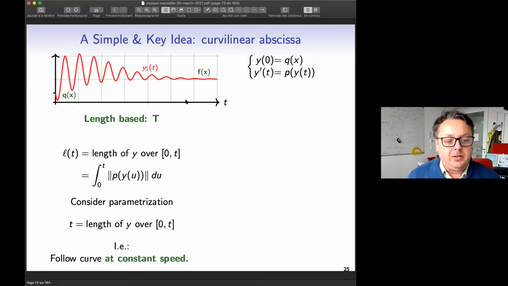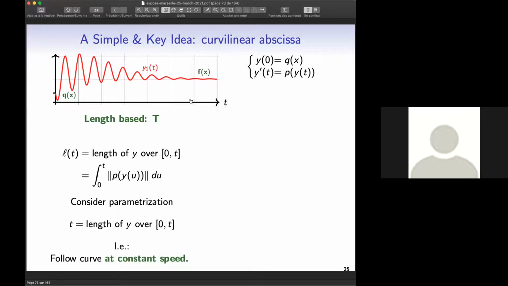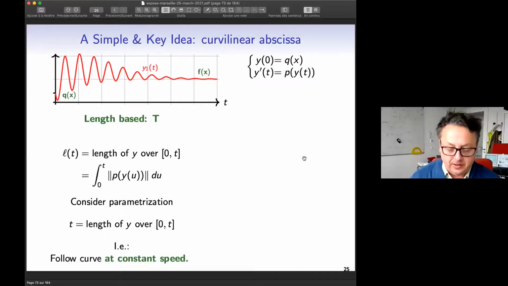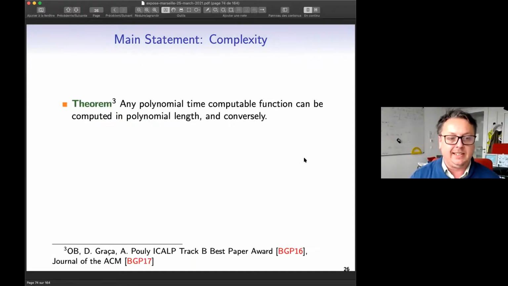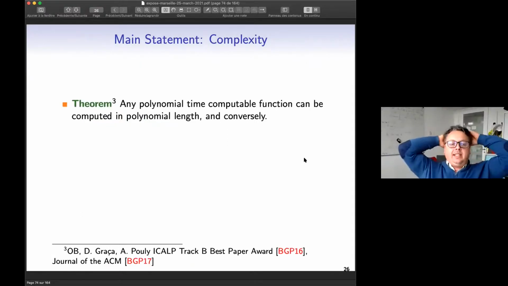One reason why this is natural is because if you heard about abscisse curviligne, you should know that one of the big advantages of this notion is that it is invariant by reparametrization. So when I did my transformations above to speed up, this would be invariant. So this is a nice and natural idea. What was less natural was to prove that it works. And yes, indeed, this is a robust measure of the complexity.